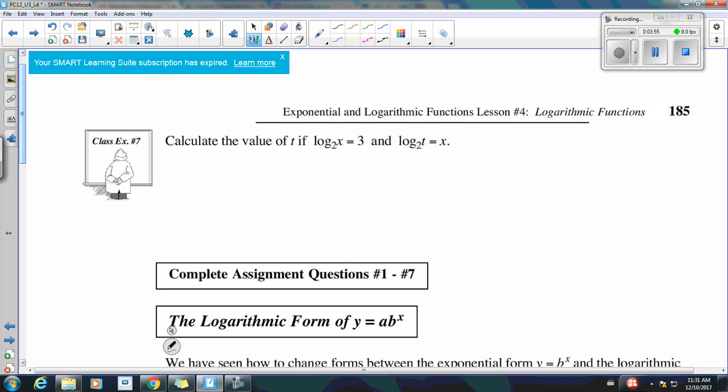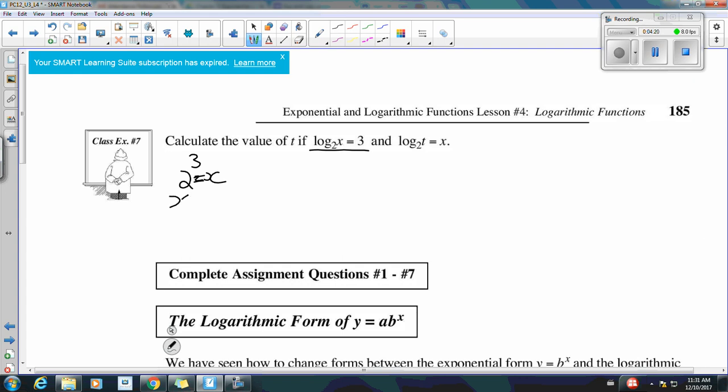Last one of this section, and then there's a few more after. Calculate the value of t if log base 2 of x equals 3 and log base 2 of t equals x. So whenever you're stuck in this unit, always convert. We don't really know what to do with this, so we're going to convert it to exponential form.